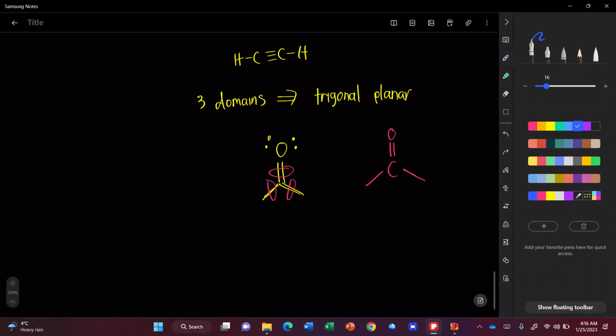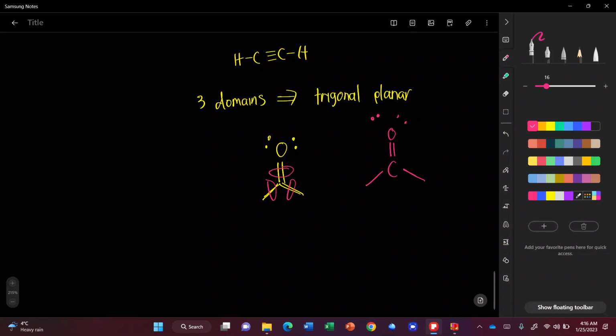And the oxygen is actually also going to be, right? Both of the lone pairs on oxygen are going to be in a triangle with the carbon, and they're all going to be flat. So three domains means that you are trigonal planar.